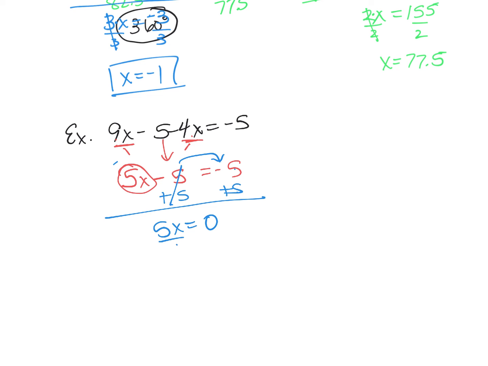And so then I'm going to divide by 5 because this is multiplying, and anything divided by itself is 1, and x equals 0 divided by 5, which is 0.